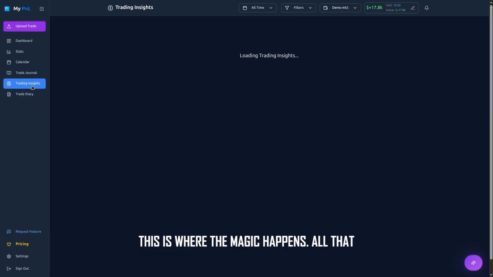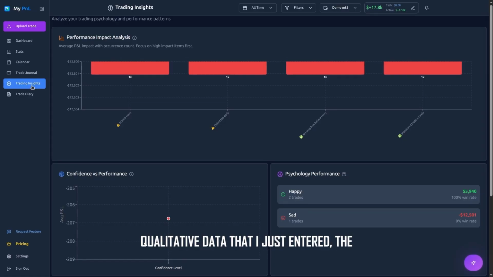So now we're gonna go to the trade insights. This is where the magic happens. All that qualitative data that I just entered, the psychology, the mistakes, the tags, feed directly into the trading insights tab. Suddenly those charts come to life. The system correlates your happy tag with a 100% win rate. It shows you that your high confidence trades are your most profitable. It quantifies how much those FOMO entries are basically costing you. By meticulously editing your journal and diary, you transform the Trading Insights tab from a simple report into a personalized coaching tool, giving you undeniable data driven proof of your strengths and weaknesses.